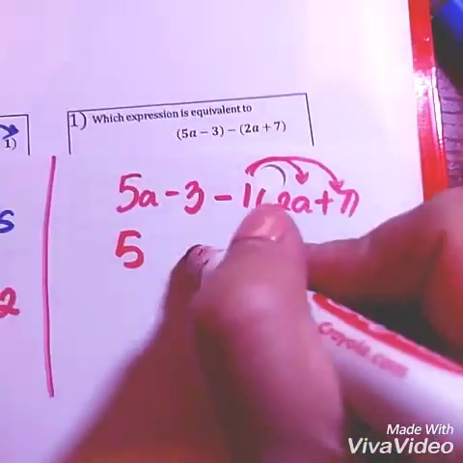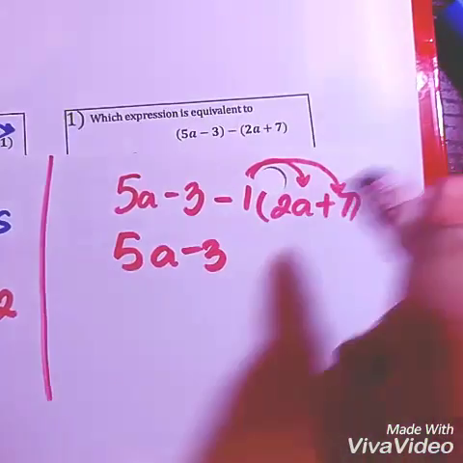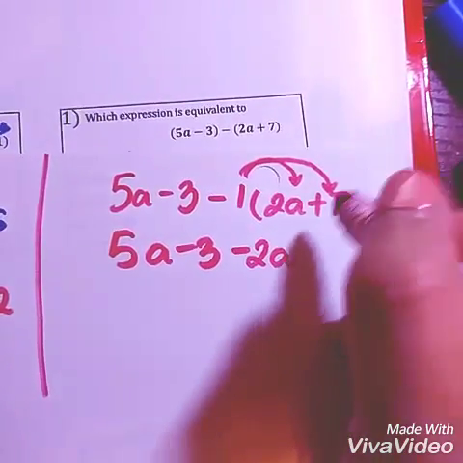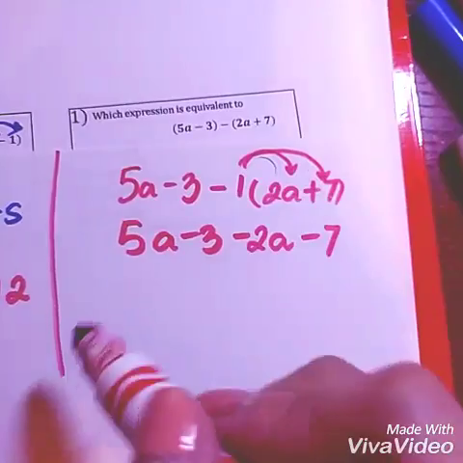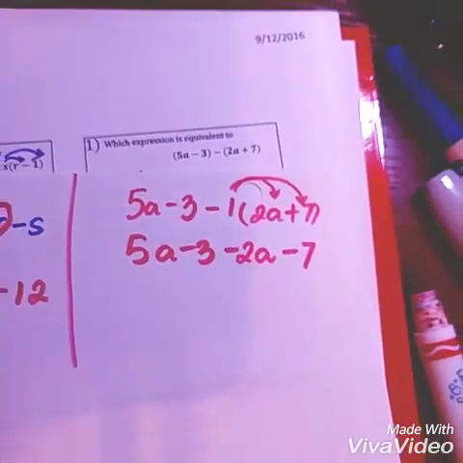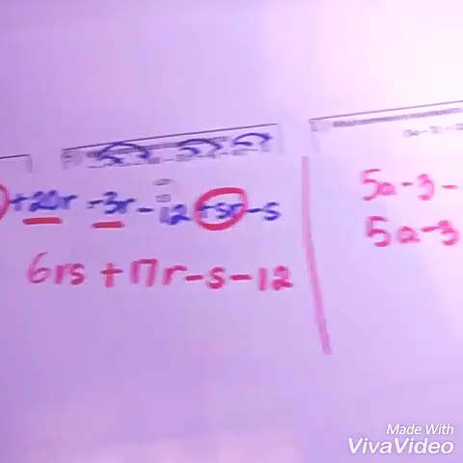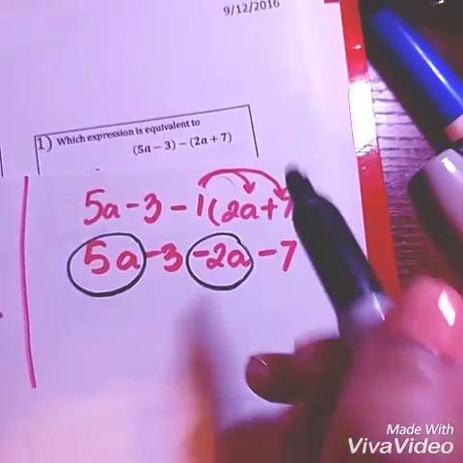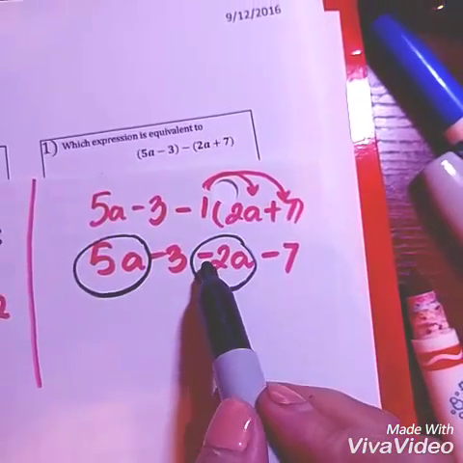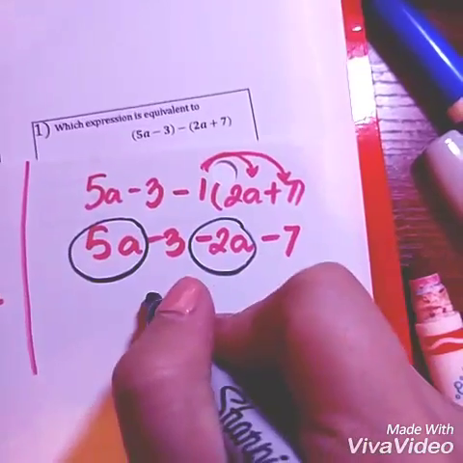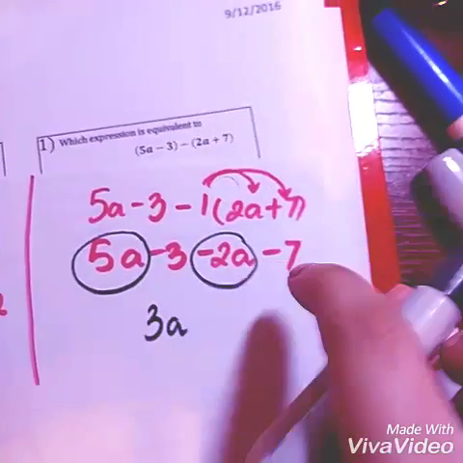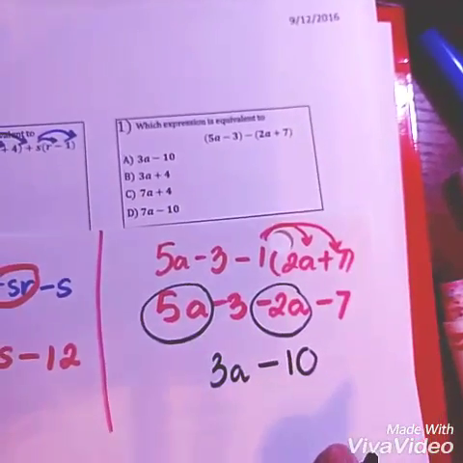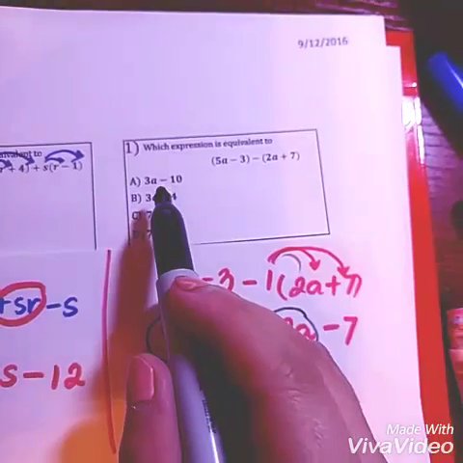So let me rewrite it: 5a minus 3. Negative 1 times 2a gives you negative 2a. Negative 1 multiplied by 7 gives you a negative 7. So next we're going to combine like terms just like we did earlier in the example right here. Okay, so let's combine the 5a and negative 2a. Now the negative right here is telling you to subtract, right? So 5 minus 2 gives you 3a. Negative 3 minus 7 gives you a negative 10. So my final answer is A, 3a minus 10.